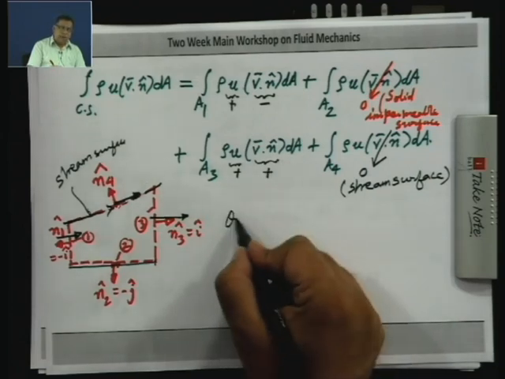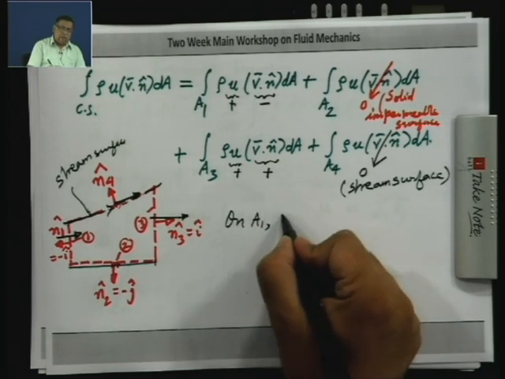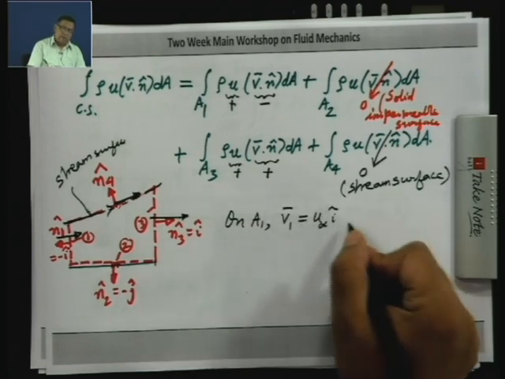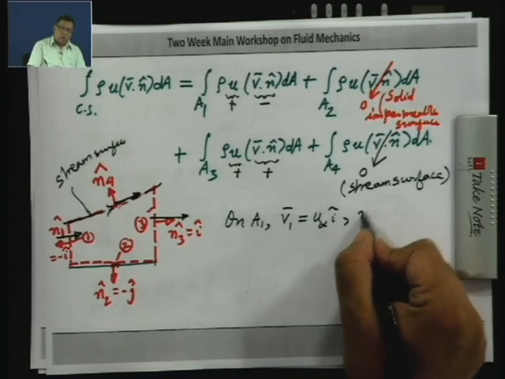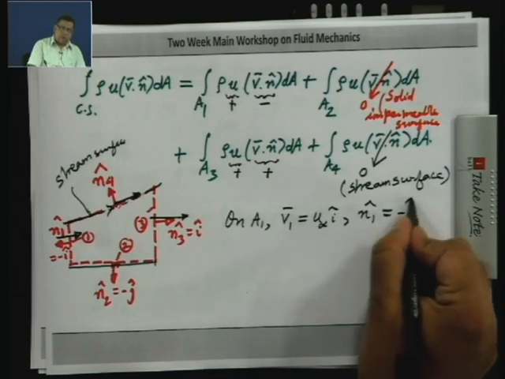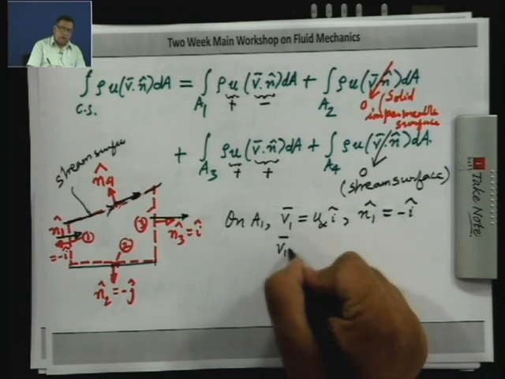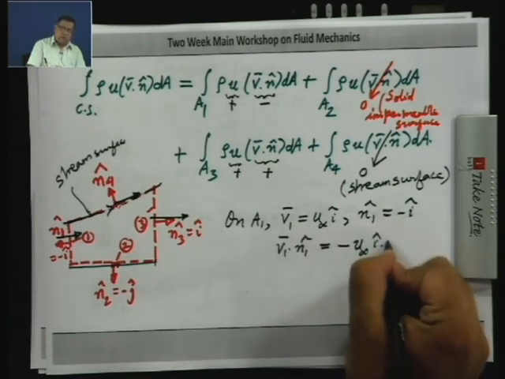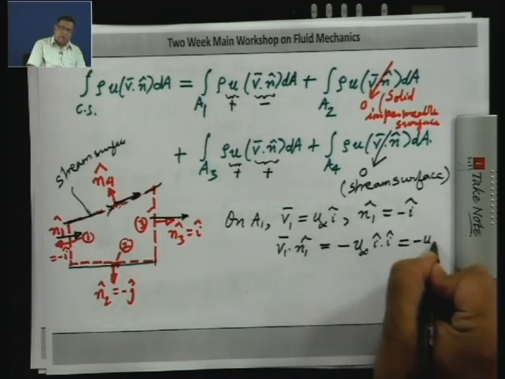So, on A 1 you can say that V 1 is u infinity i and n 1 is minus i. So, V 1 dot n 1 is minus u infinity i dot i, which is minus u infinity.